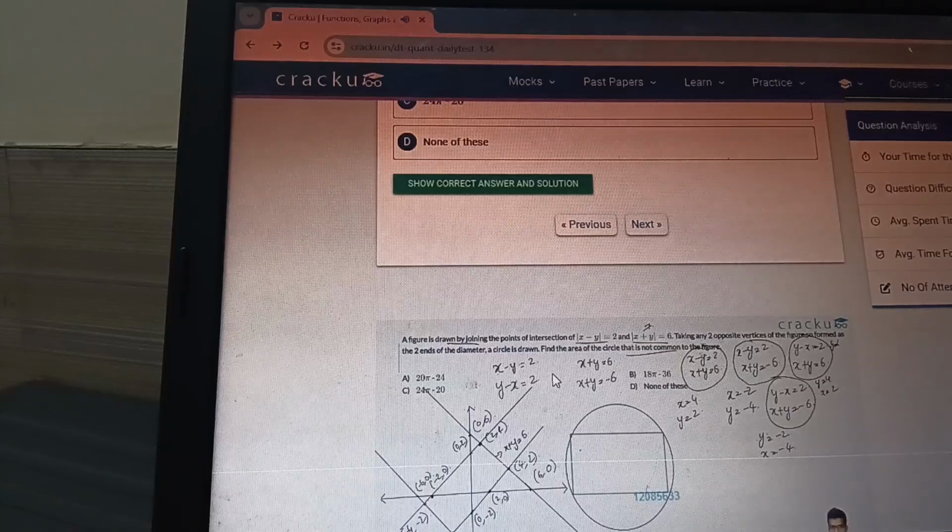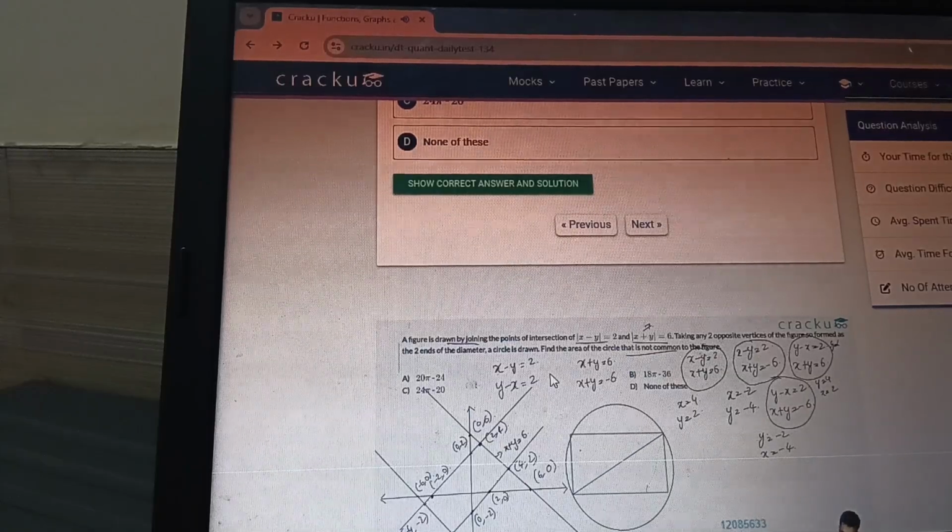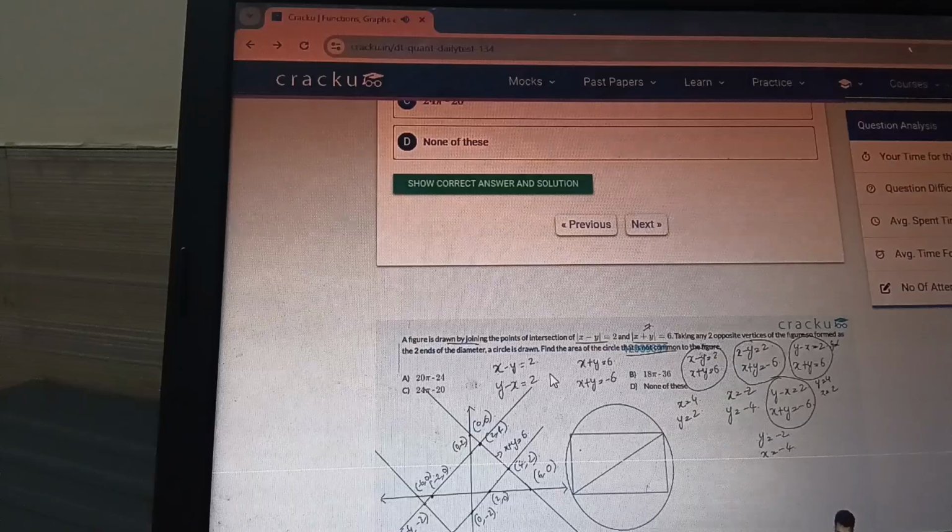To do that, we have to first calculate the area of the circle, then we have to calculate the area of the rectangle and subtract the area of the rectangle from the area of the circle. To calculate the area of the circle, we need to first know the length of the diameter, because based on the diameter, a circle was drawn. That is, we have to know the distance between -2, -4 and 2, 4.